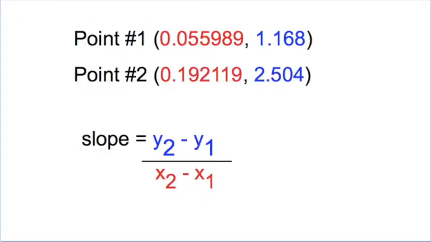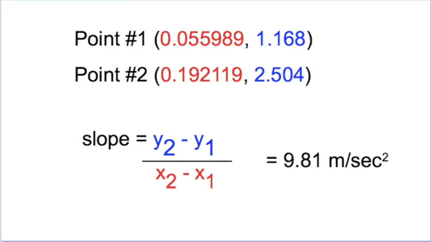So we can determine the acceleration by picking 2 points on the line segment and using the slope formula to find the slope of that segment. After plugging in the values for y and x, the slope of the line is 9.81 meters per second squared. That means the velocity is increasing by 9.81 meters per second each second that the object fell.